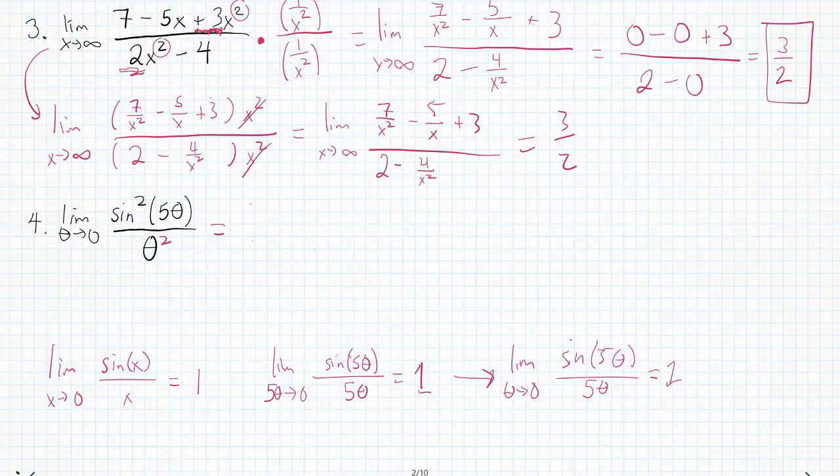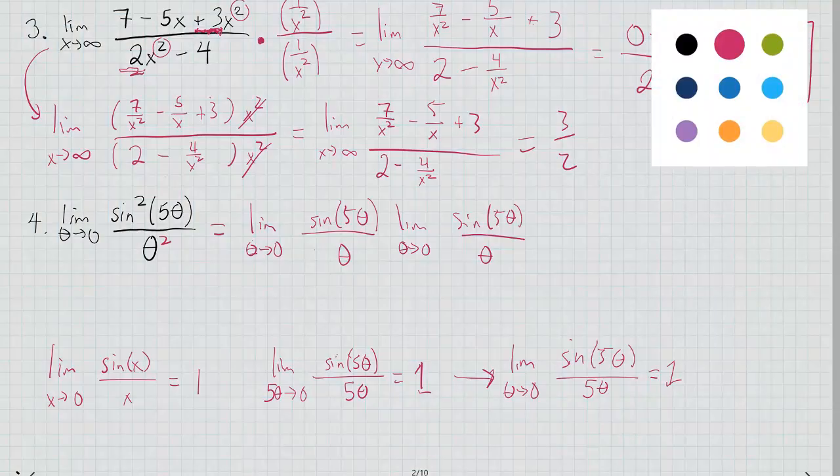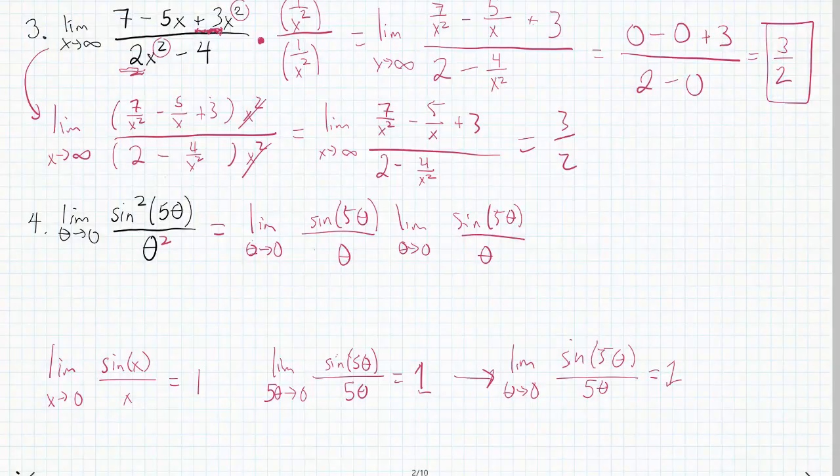In terms of what happens, another way we could rewrite this is the limit as theta approaches 0 of, it's a theta, goes sine of 5 theta over theta, times the limit as theta approaches 0 of sine of 5 theta over theta. Now I'm going to change this to blue just to squeeze this in here.